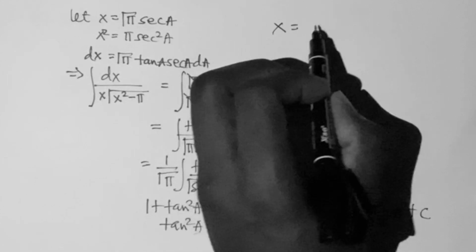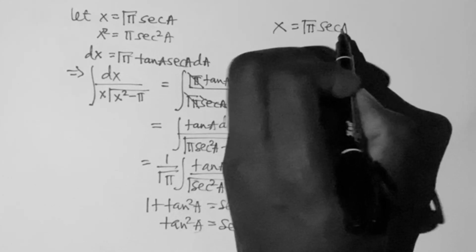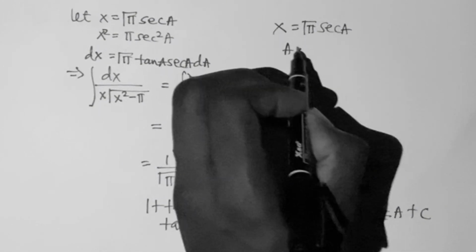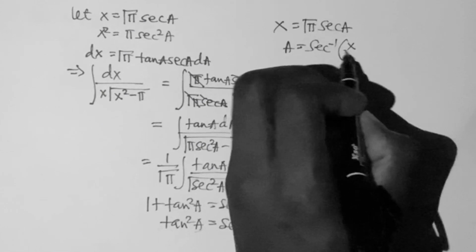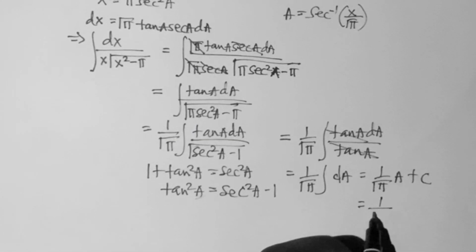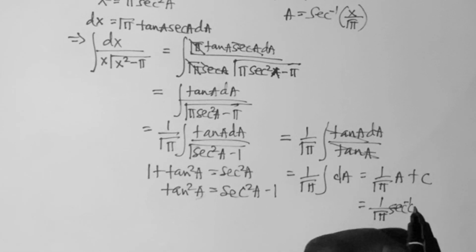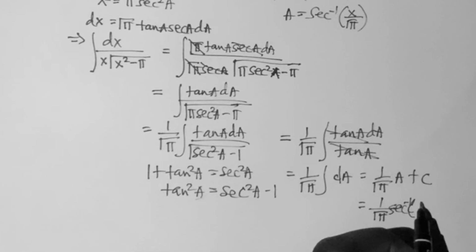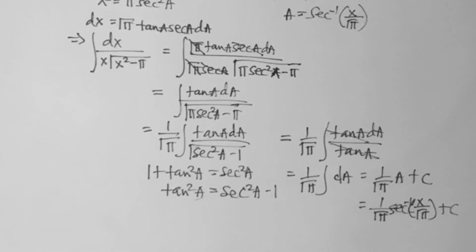Nonetheless, x is equal to root pi sec a. So a is equal to sec inverse of x over root pi. So this is equal to 1 over root pi sec inverse of x over root pi, then plus c, a constant of integration.